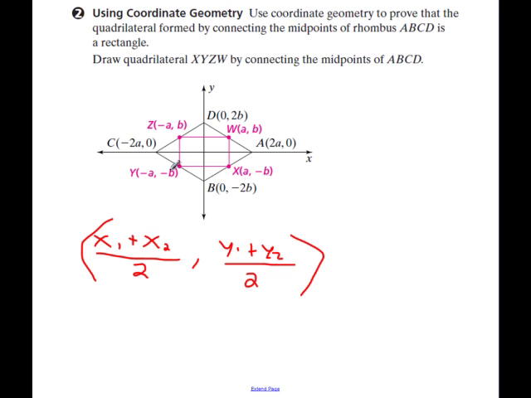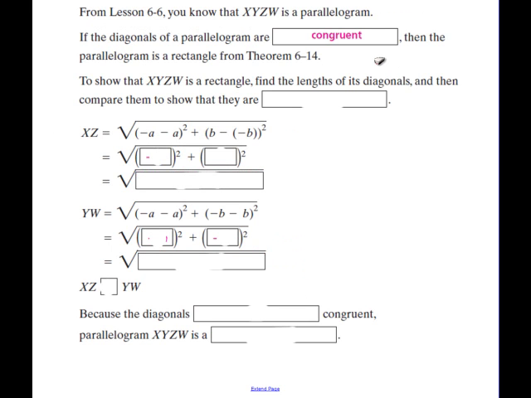So once we have these coordinates, now we can start looking at proving that this quadrilateral, XYZW, is in fact a rectangle. Moving on, we have to think about, what do we know about rectangles? We know that in order to prove that a parallelogram is a rectangle, we can show that if the diagonals of that parallelogram are congruent, then it's a rectangle. So that's what we're going to attempt to do here, to show that the diagonals are congruent.